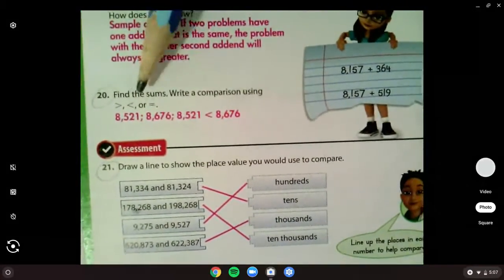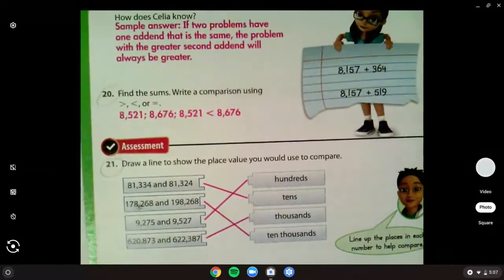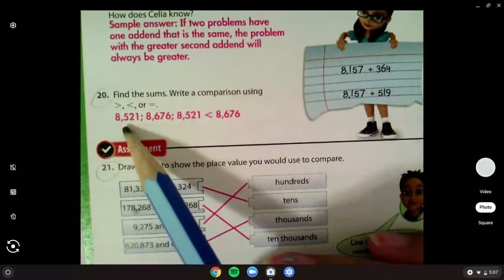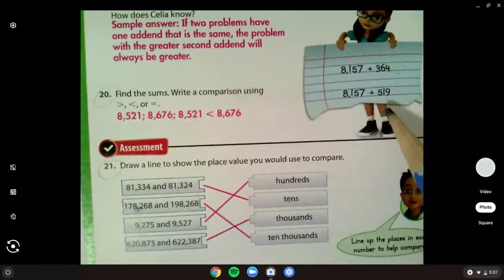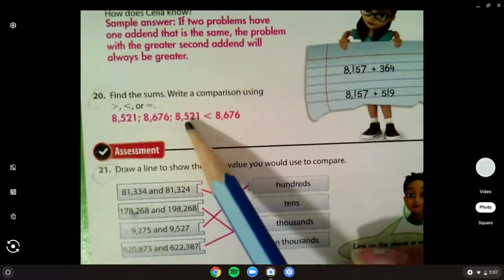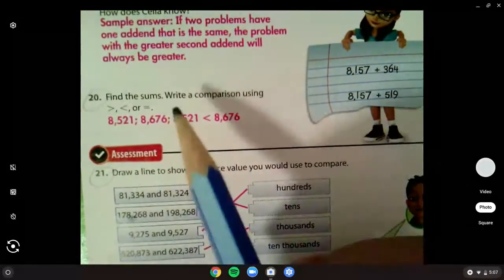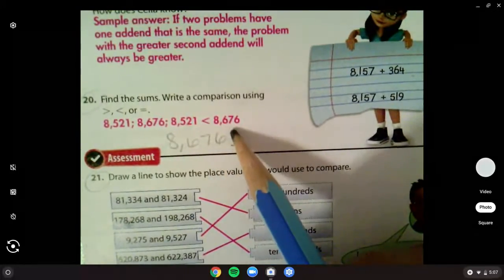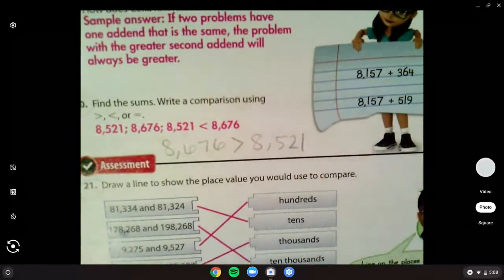All right, and the last two. For this one, they wanted you to find the sums and write a comparison using greater than, less than, or equal to. So when we add the first one, we should get 8,521. When we add the second one, we'd get 8,676. And we would compare them. 8,521 is less than 8,676. You might have done it backwards and done 8,676 is greater than 8,521. I take either one of those.